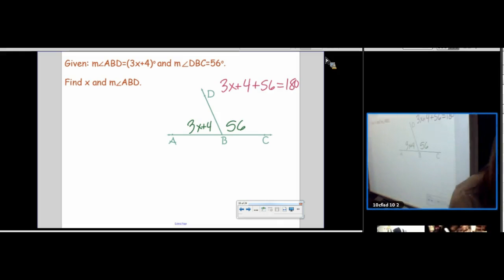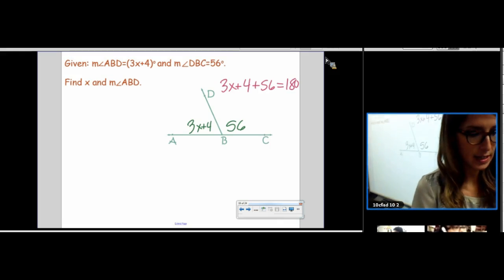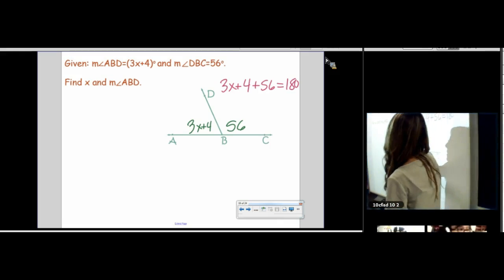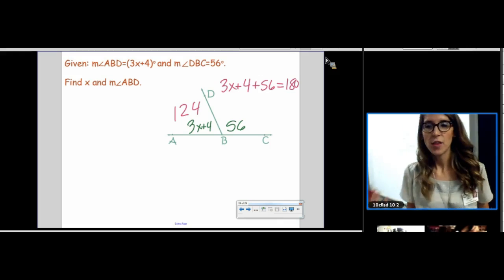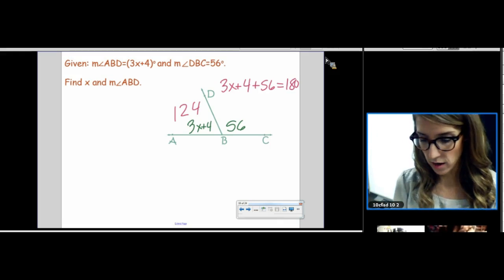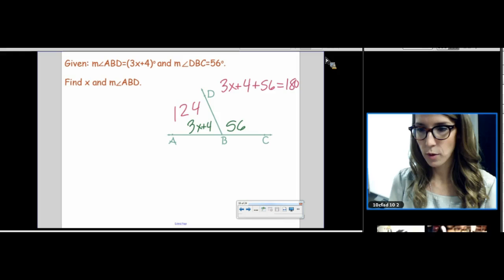Some people just say, oh, well, I'll just take 180 and subtract 56, and I know this is 124, and they'll just set 3x plus 4 equal to 124. It's up to you which way your brain works.